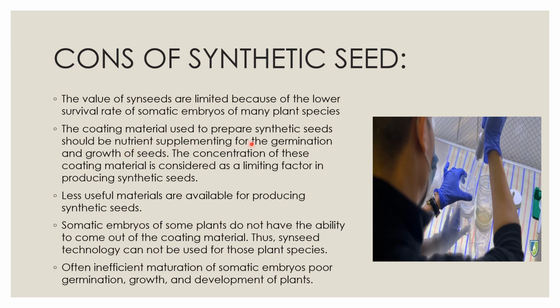The coating material used to prepare synthetic seeds should contain nutrient supplements for the germination and growth of seeds. The concentration of these coating materials is considered a limiting factor in producing synthetic seeds. Few useful materials are available for producing synthetic seeds, and there is often inefficient maturation of somatic embryos, poor germination, and poor growth and development of plants.